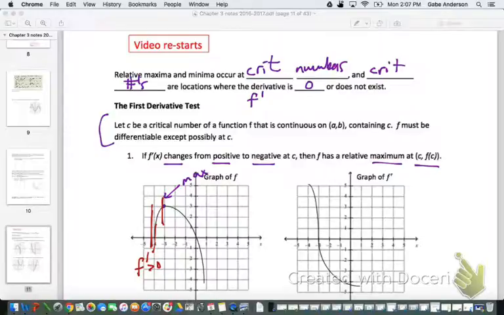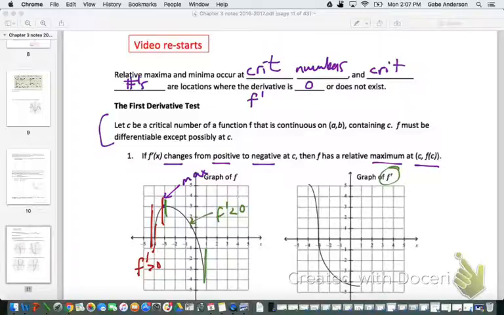And then if you look at the interval to the right, say from here over to here, any point on that particular interval, f prime is going to be negative. So you can see that to the left f prime is positive, to the right f prime is negative, therefore we've got a relative maximum. So if f prime goes from a positive value to a negative value, then f has a relative maximum. Let's take a look at the graph of f prime.